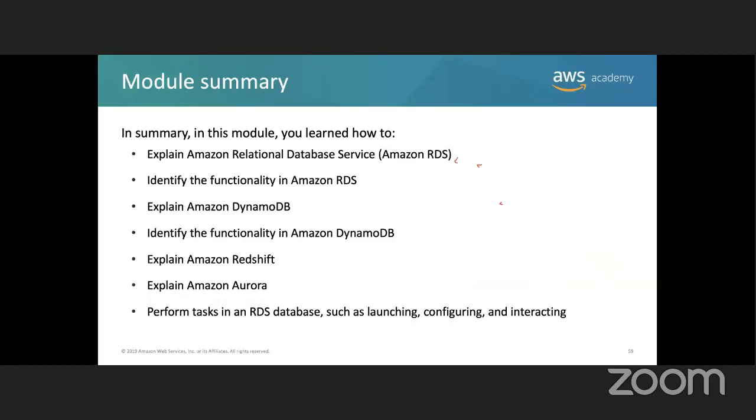So module summary. In summary, in this module, you learned how to explain Amazon relational databases and Amazon RDS, identify the functionality of Amazon RDS, explain Amazon DynamoDB, identify the functionality of Amazon DynamoDB, explain Amazon Redshift, explain Aurora, and perform tasks in an RDS database, such as launching, configuring, and interacting.